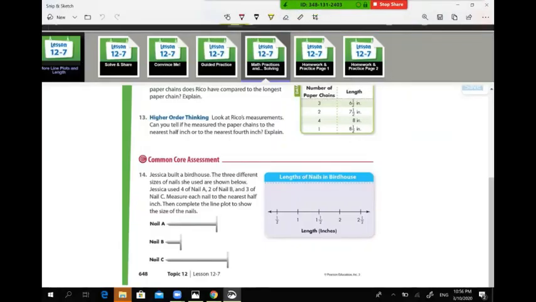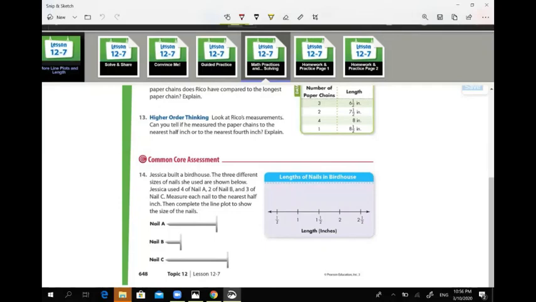On this page, page 648, I will solve with you question number 14. Jessica built a birdhouse. The 3 different sizes of nails she used are shown below. Jessica used 4 of nail A, 2 of nail B, and 3 of nail C. Measure each nail to the nearest half inches. Then complete the line plot to show the size of the nails.